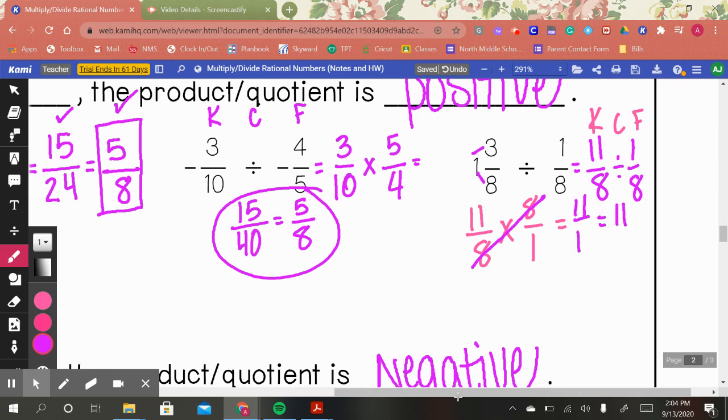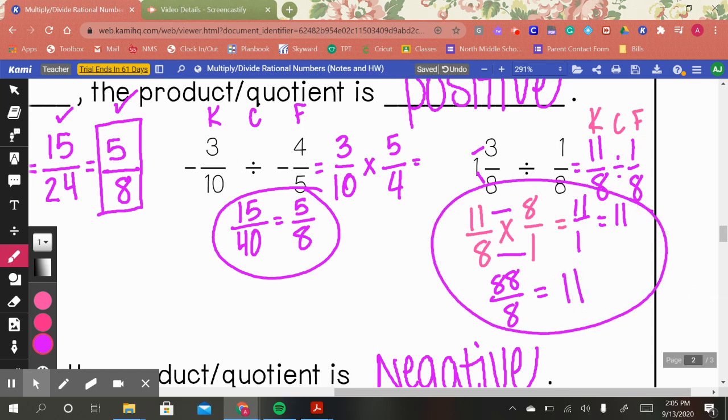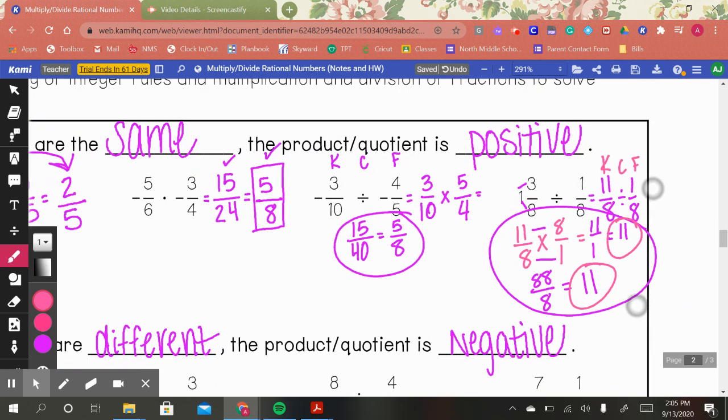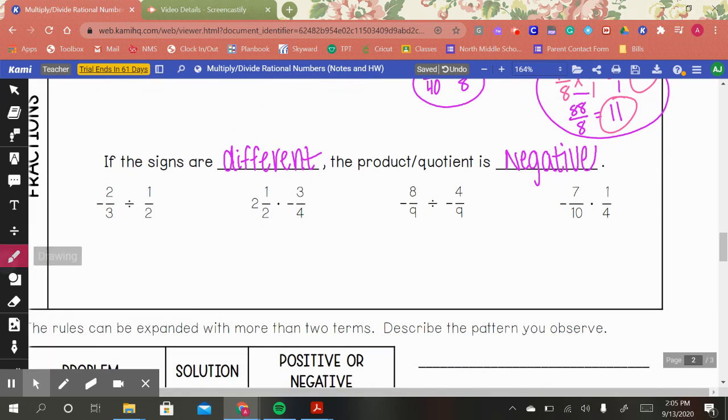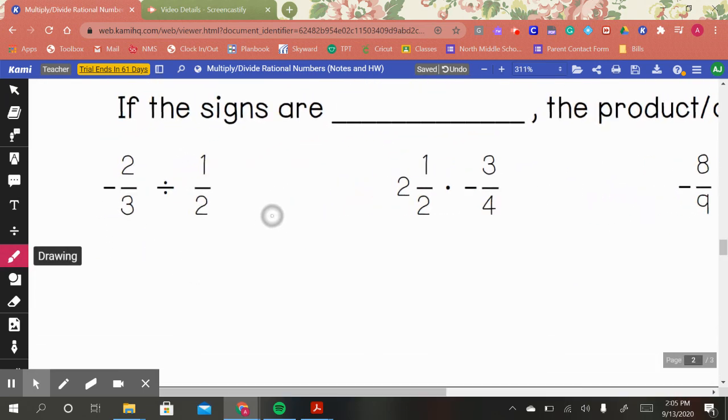Or we can actually divide them, and we can work that out too. 11 times 8 is 88, and 8 times 1 is 8. And when I work that out, 88 divided by 8 is 11. So either way, you're going to get the same answer here. The answer is 11. One is just a little bit easier, and you didn't have to do any simplifying. All right, and again, same signs, positive answer. I highly encourage you to pause the video, be working these out on your own as you would be in class, and then restarting your video so that you can check your answers.